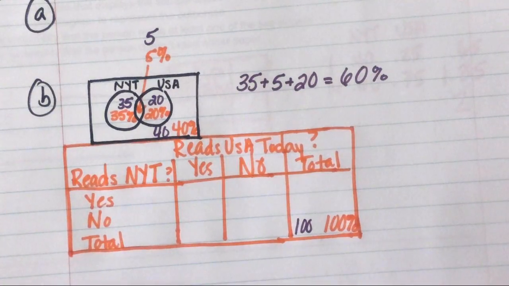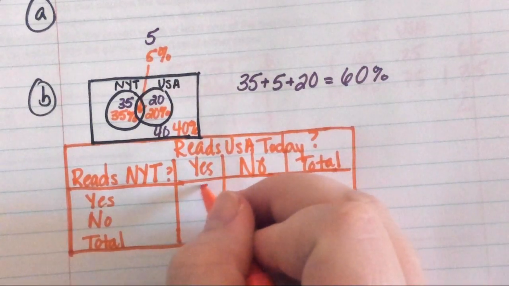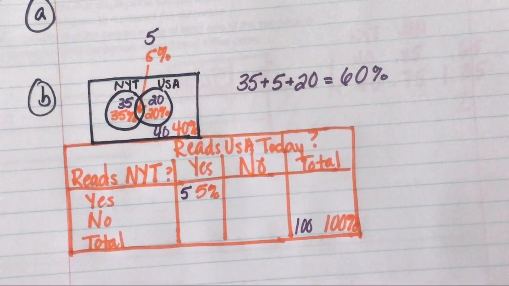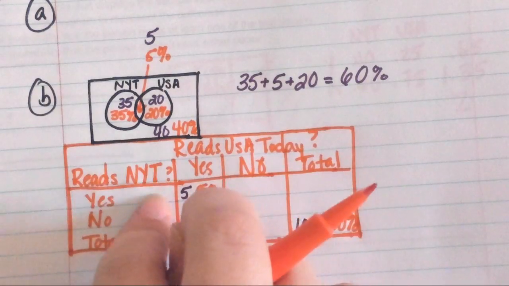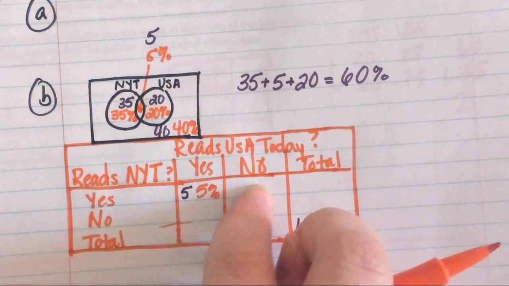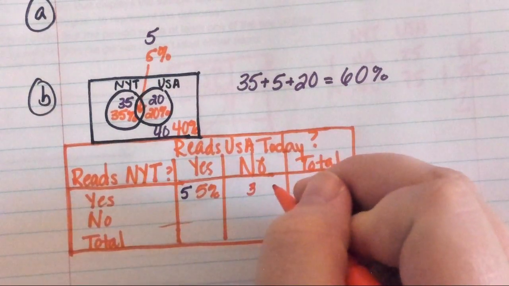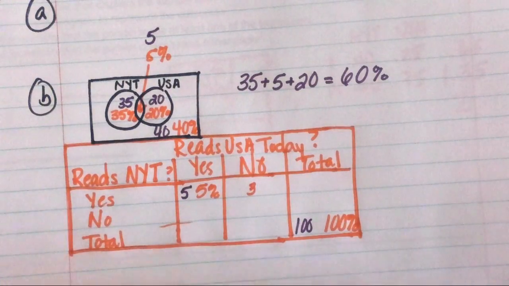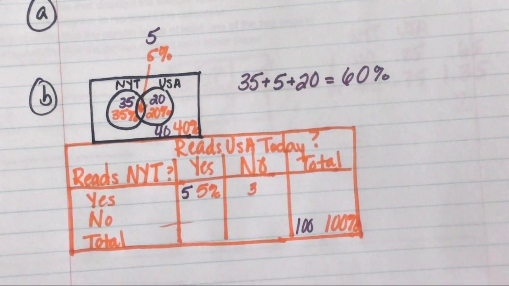So the people who read the New York Times and read the USA Today, that's that overlap, it's going to be that 5%. And then people who read the New York Times, yes, and read USA Today, no, that's that 35%. Wait, is that supposed to be 55? No, I was doing if you wanted the percentage or just the whole count. Gotcha. And the way I was doing it was double in the Venn diagram.